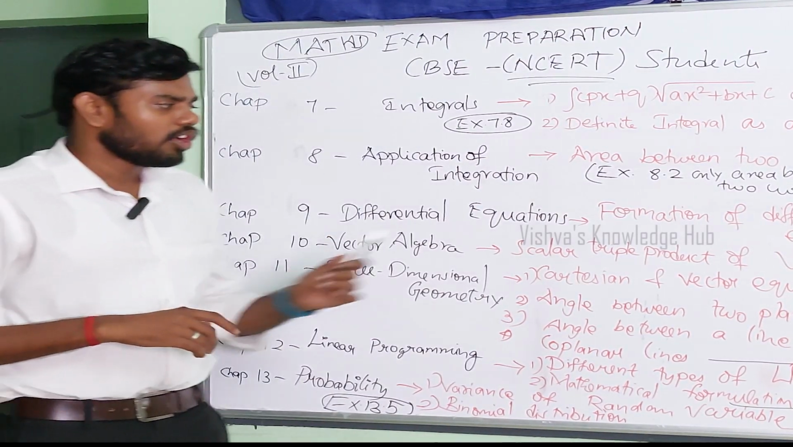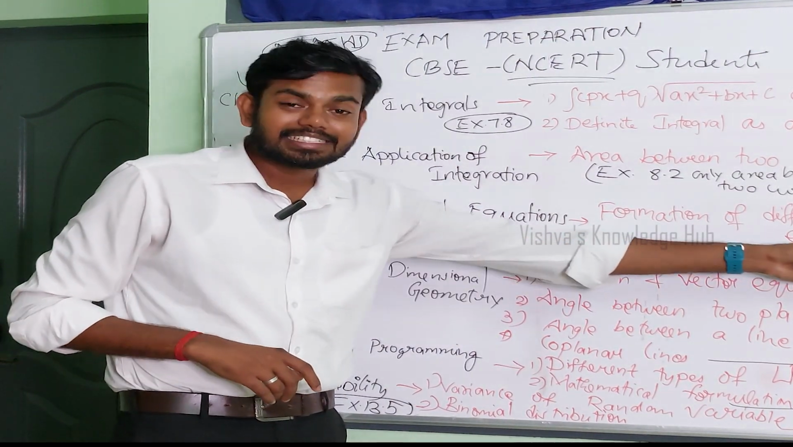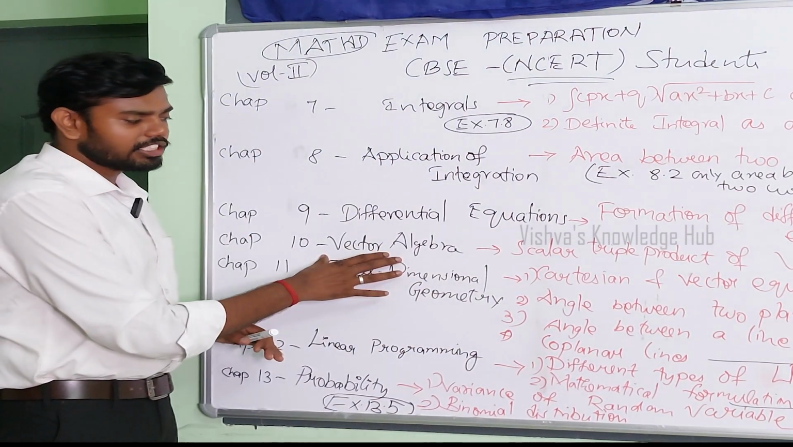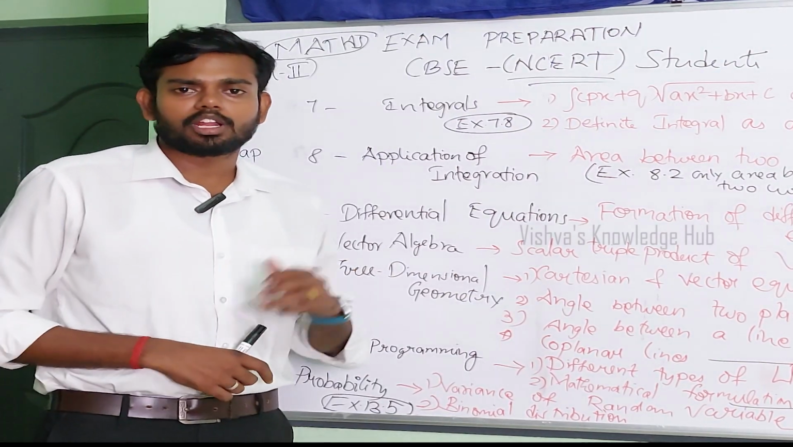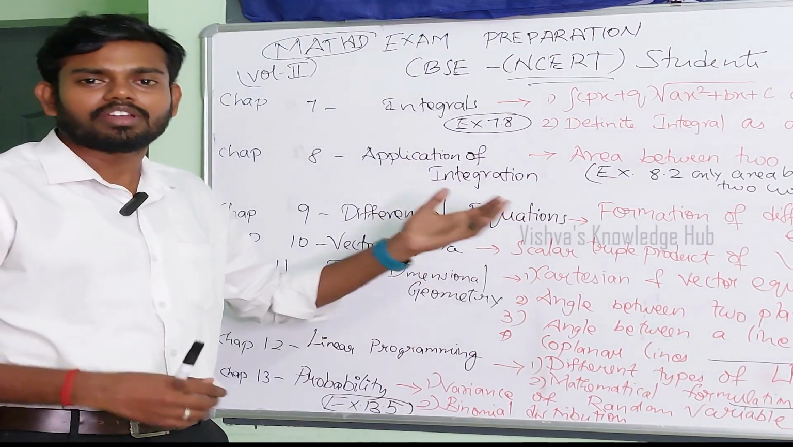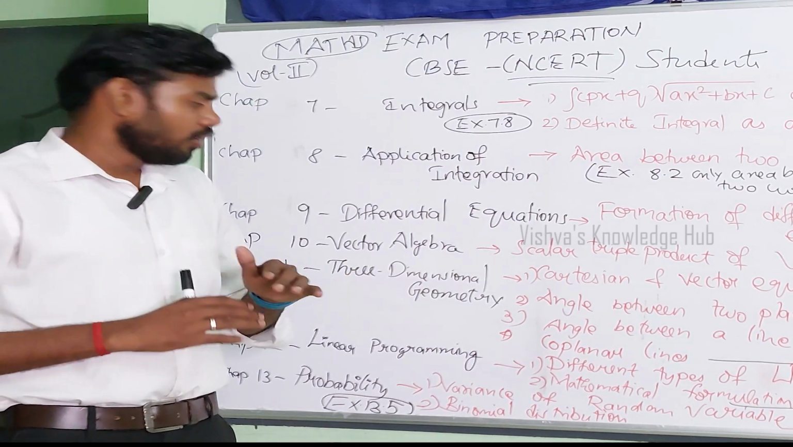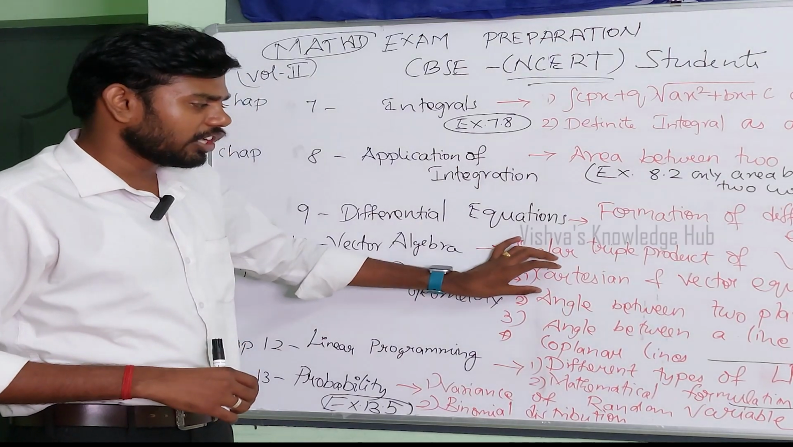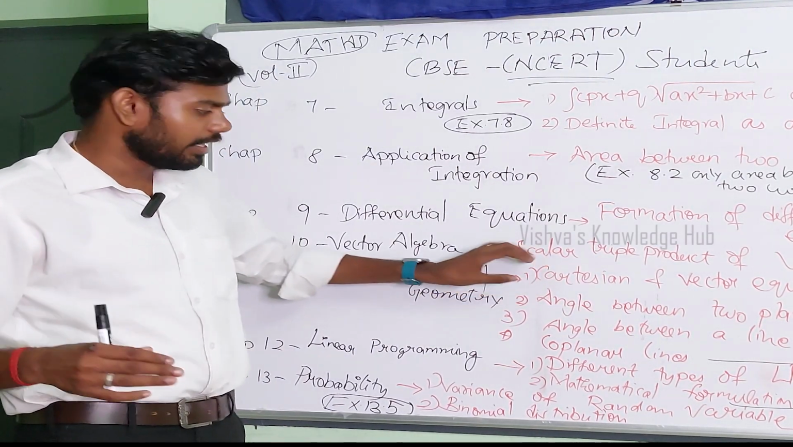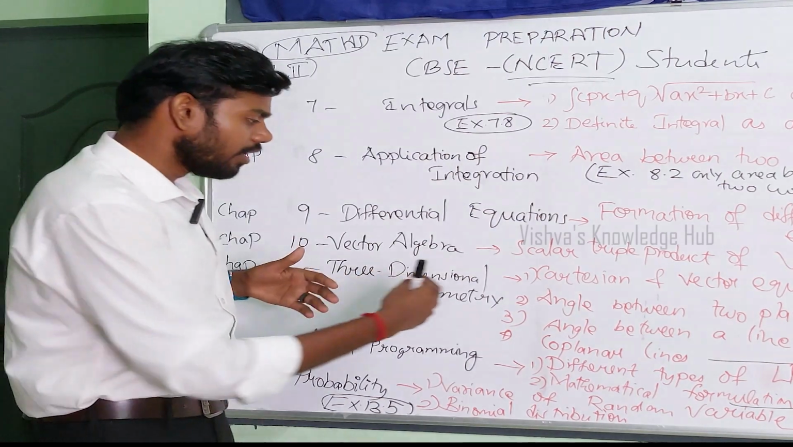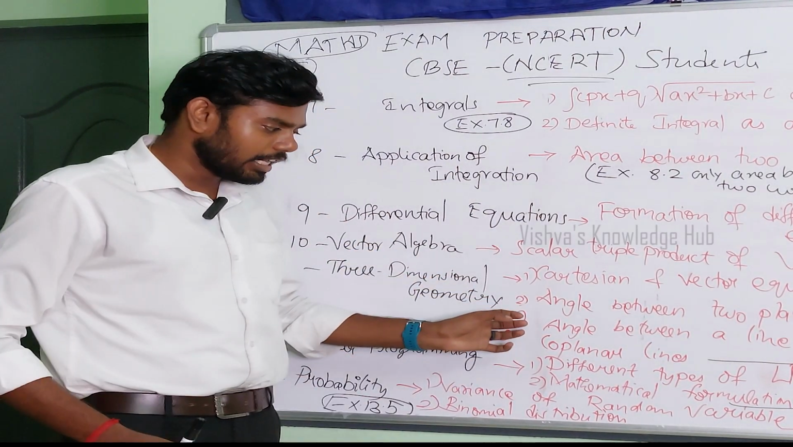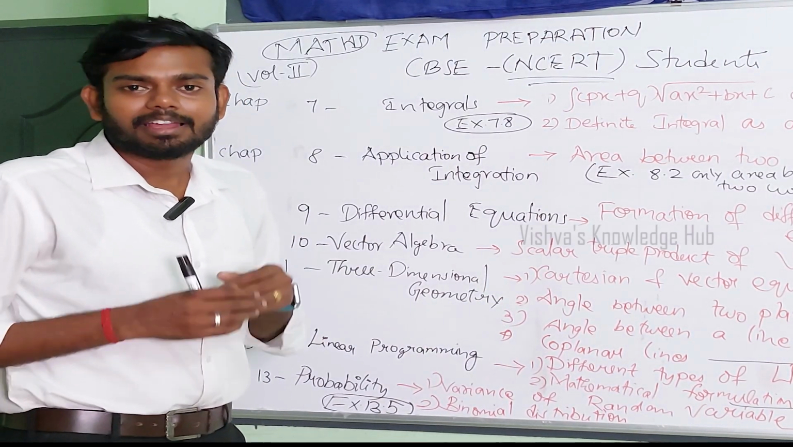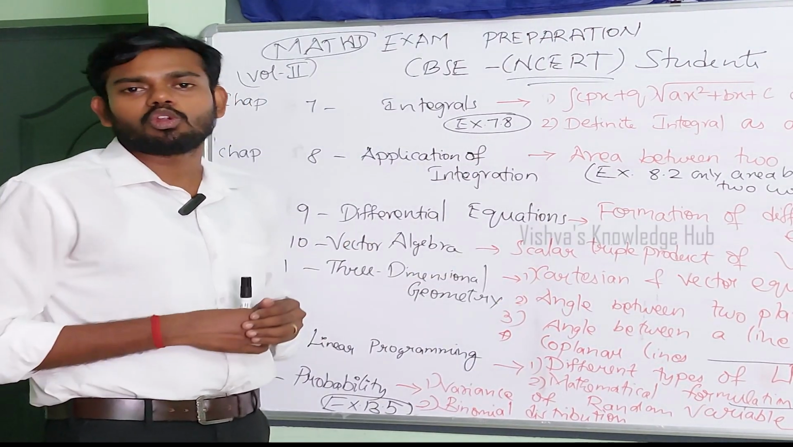Then Chapter 9, differential equations. In formation of differential equations, exercise 9.3 is entirely deleted. In Chapter 10, vector algebra, the scalar triple product is deleted. In 3D geometry, some topics are deleted: the Cartesian and vector equation of a plane, the angle between two planes, the angle between a line and a plane, and coplanar lines. Here we can't specify an exercise because only some topics are deleted.